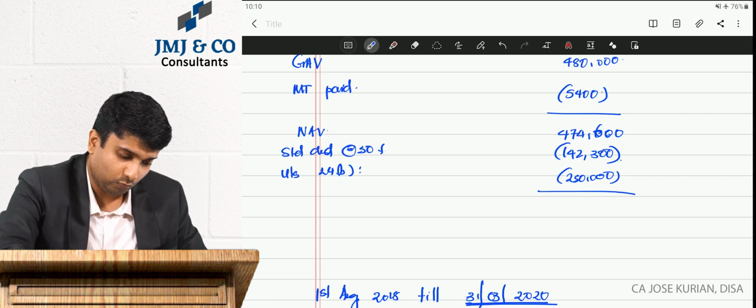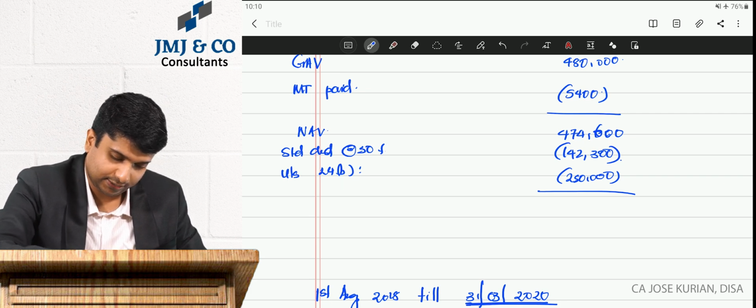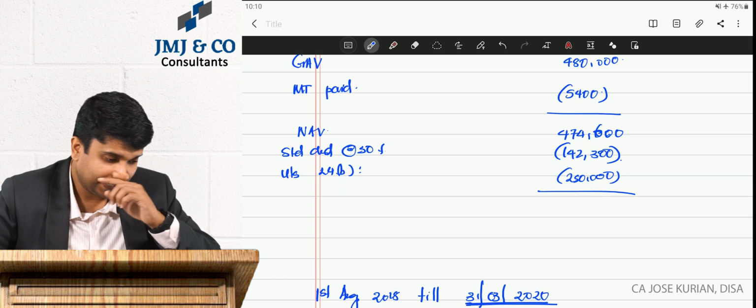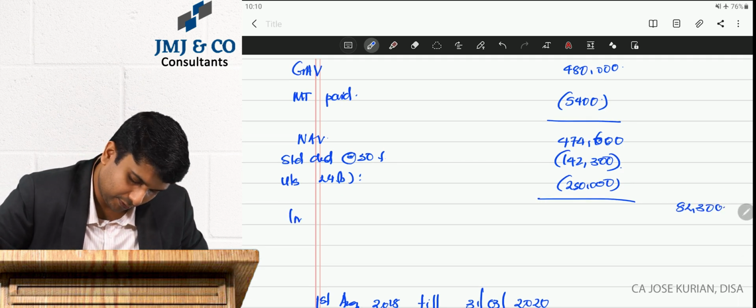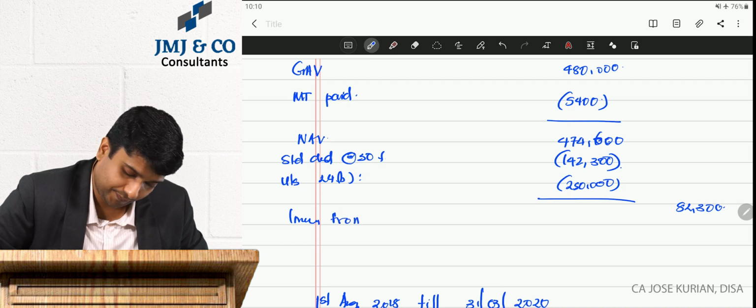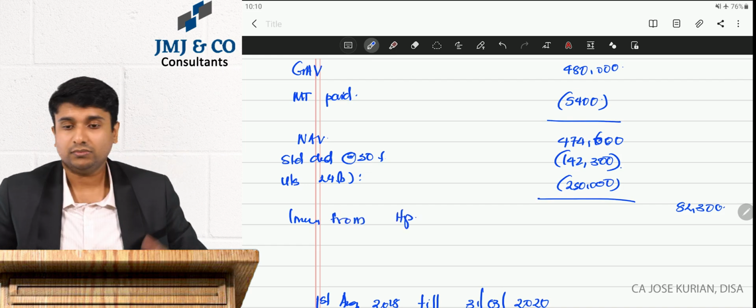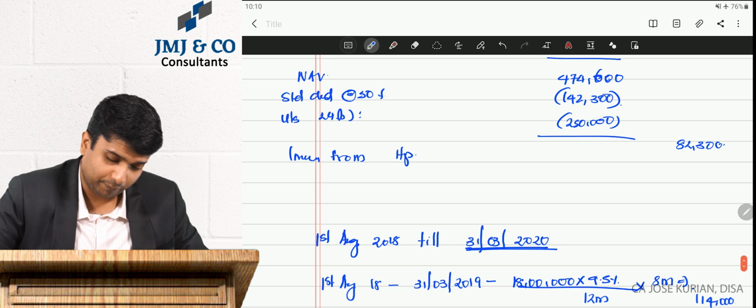4,74,600 minus 142,300 minus 2,50,000, it would be 82,300. That would be the income from house property. All right. Now let's compute it together.